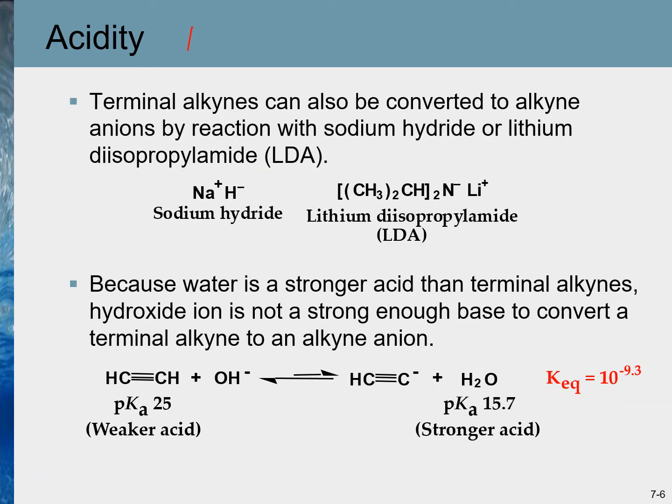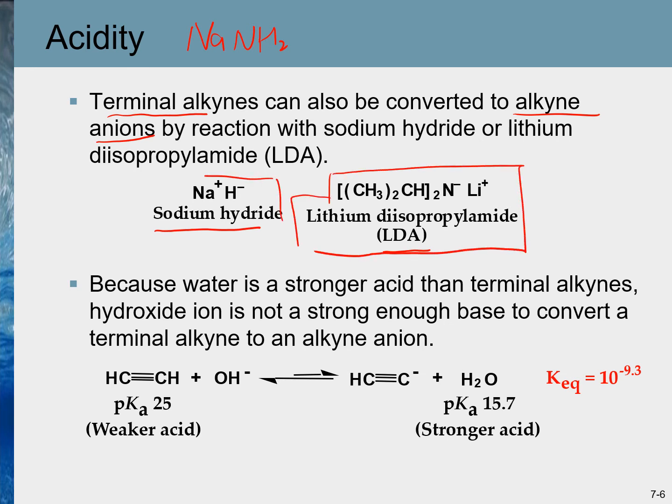Apart from sodium amide, there are a couple of other strong bases available which can convert terminal alkyne into alkyne anion. So most commonly used bases are sodium hydride and lithium diisopropylamide. These bases are capable of removing the proton from any terminal alkyne and convert that alkyne into alkyne anion. Because as we saw, water is a stronger acid than terminal alkyne, so therefore hydroxide is not a strong enough base to convert alkyne into alkyne anion, so this reaction will not take place.